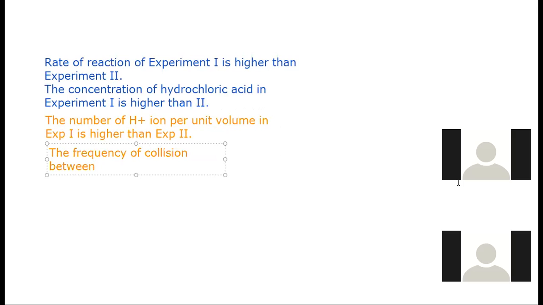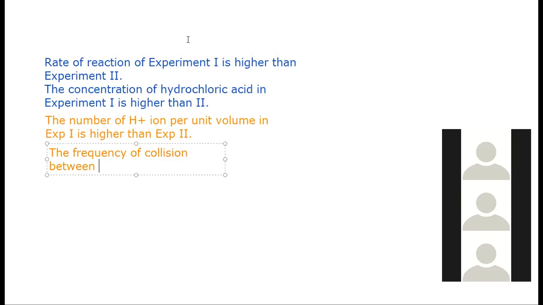Shall we hear from Vernon? Between what and what? What are the particles which collide with each other? Gas particles, teacher. Gas particles. Sorry? Gas particles, are you sure?